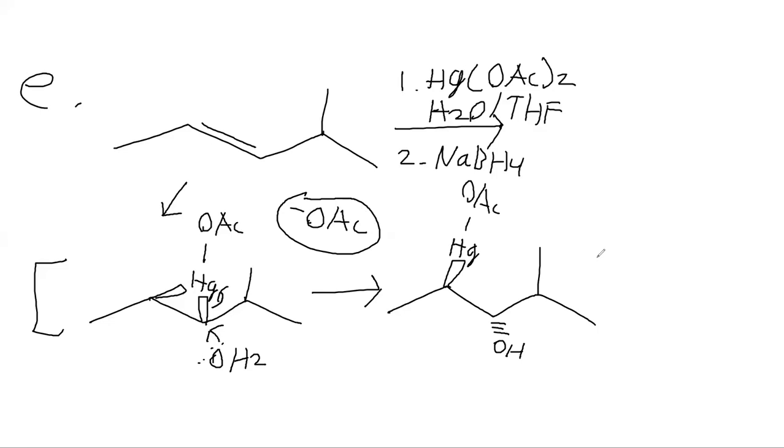And then at this step, that's when NaBH4 comes in, and it basically just puts a hydrogen here and takes away the mercury. You don't really have to know why. And I'll be honest with you, I don't know why. I never really learned the mechanism for this because we didn't have to. But the NaBH4 just takes away mercury.